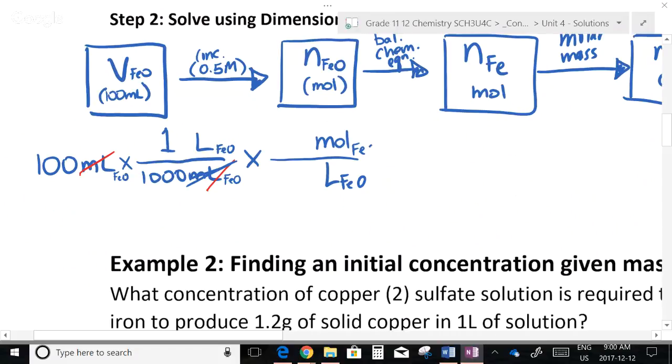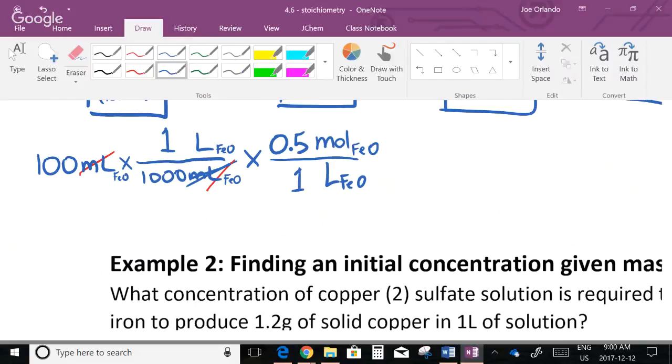Moles of FeO. Good. And here we have to ask, do I know how many moles are in a liter of iron oxide? In this question, how many moles are in every liter? 0.5. And that's in how many liters? 1. Right? Concentration is always per 1 liter. Just like molar mass was always per 1 mole, concentration is always per 1 liter. Does that make sense? Again, you could tell me if it doesn't.